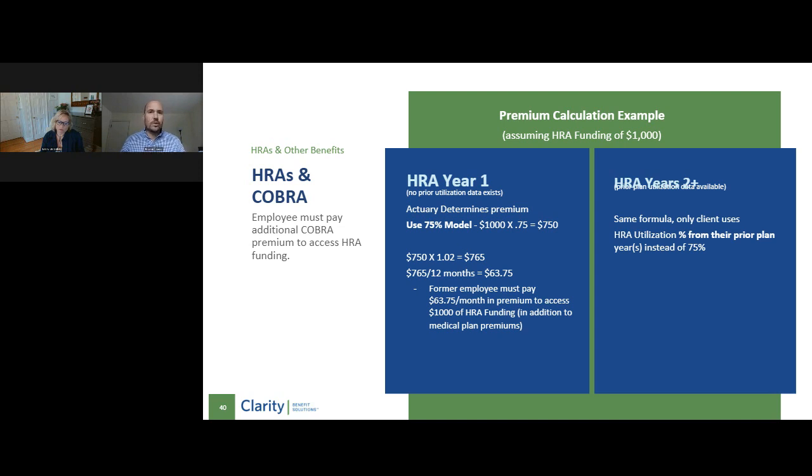So if all of your utilization across your HRA was 40% from last year or the years prior, you would use 40% instead of 75%. And again, this is premium that the former employee pays in addition to their underlying medical plan premium in order to give them access to HRA funds after they've terminated.